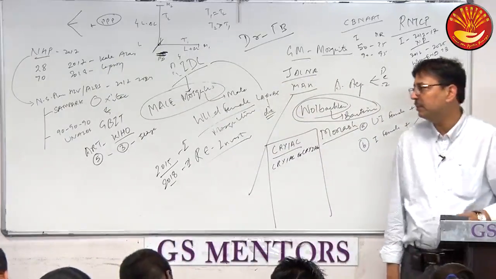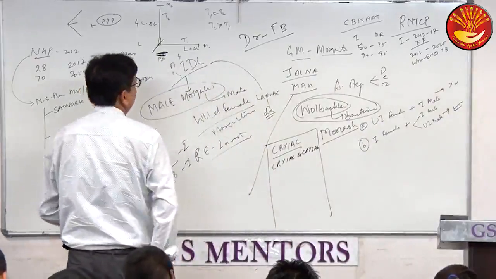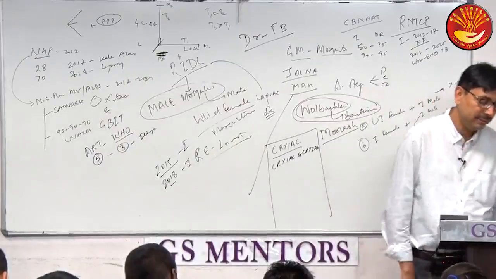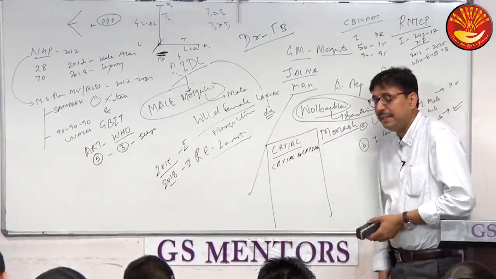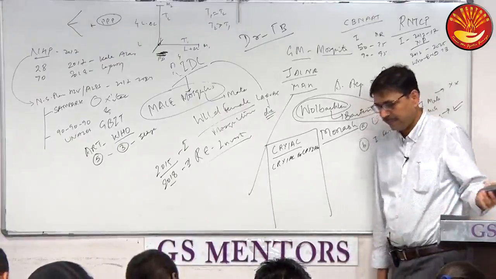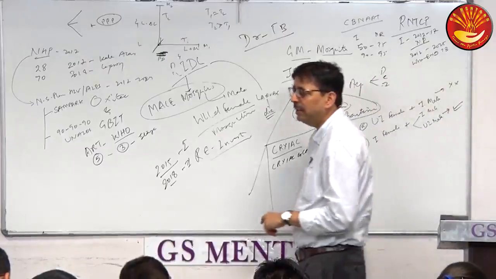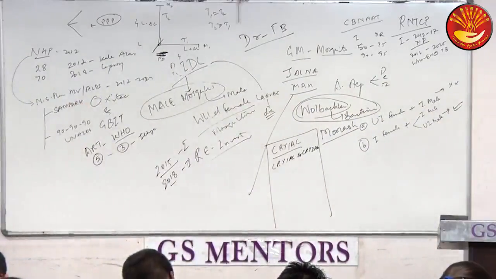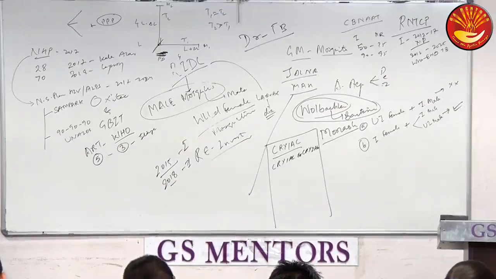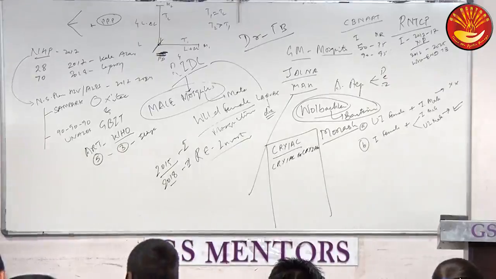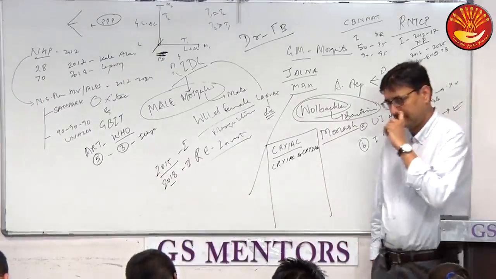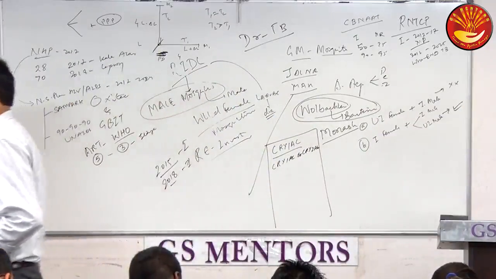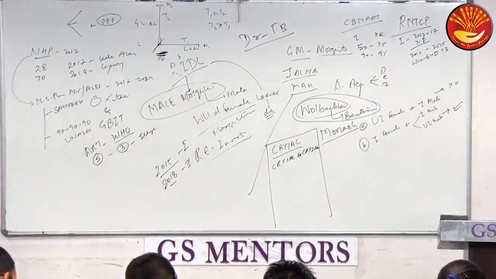There is one more approach which is based on Wolbachia, W-O-L-B-A-C-H-I-A. It is a bacteria found in the guts of arthropods, and it does not allow the replication of the virus in the mosquitoes.